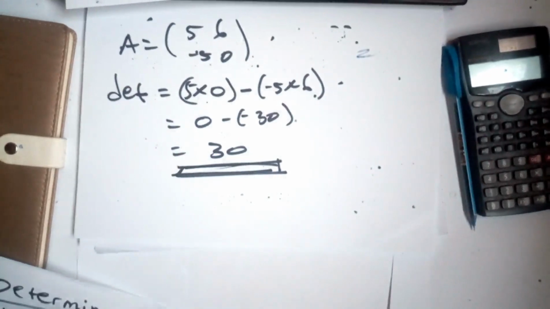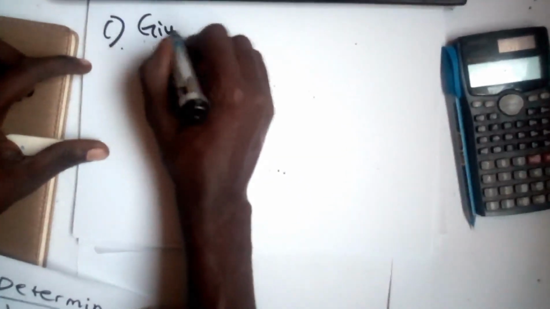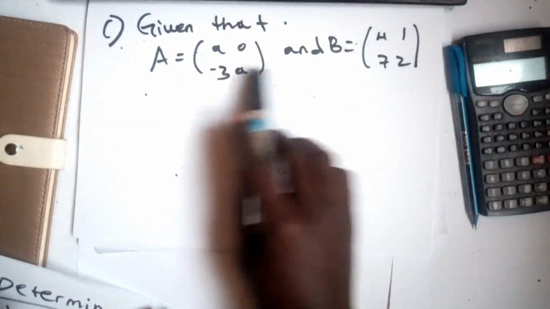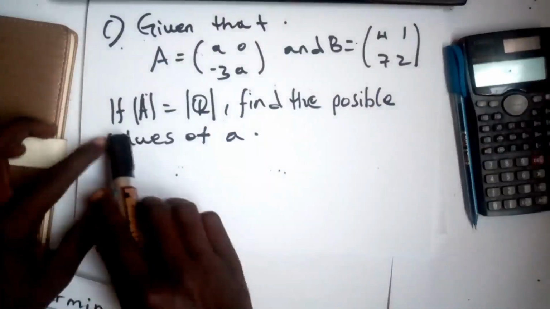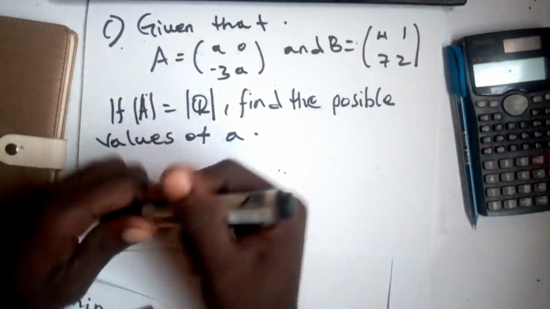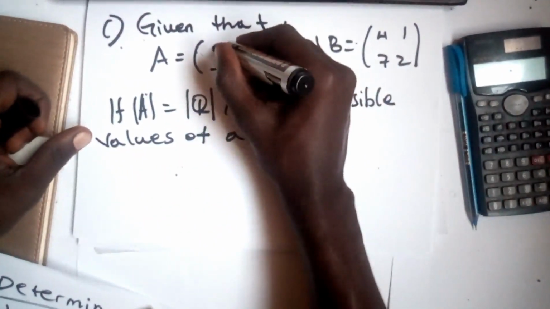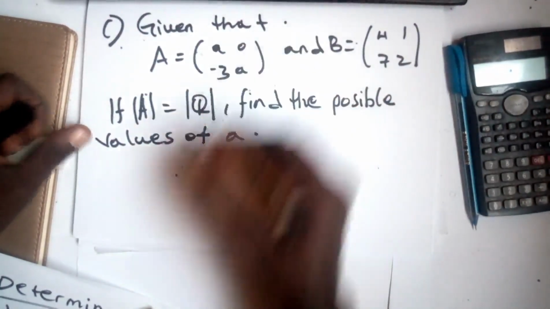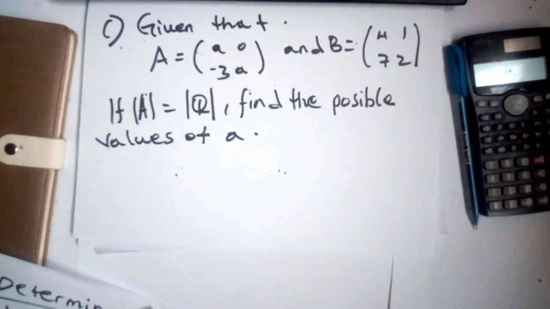Let's have another simple example. Example C: given a matrix A and the matrix B as that. This is the question. We are given matrix A as that. We have an unknown a. This is a small a and this is also a small a. Those two terms are unknown. It is an unknown a which we need to find.